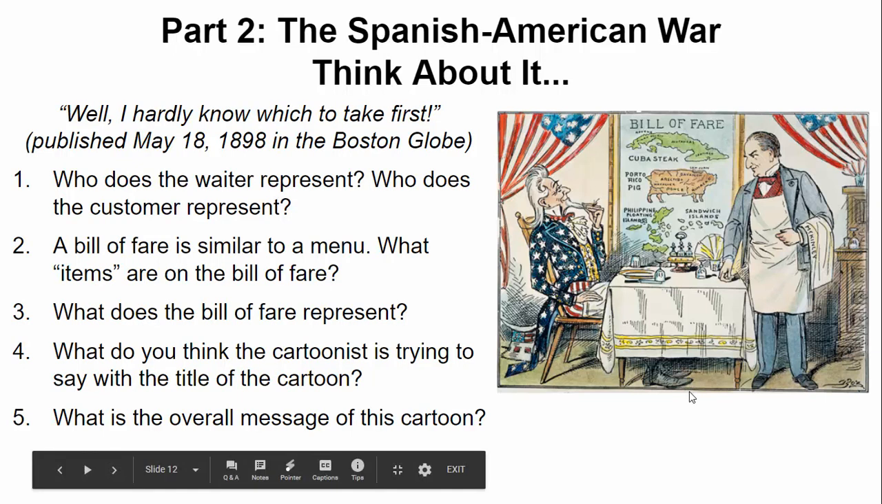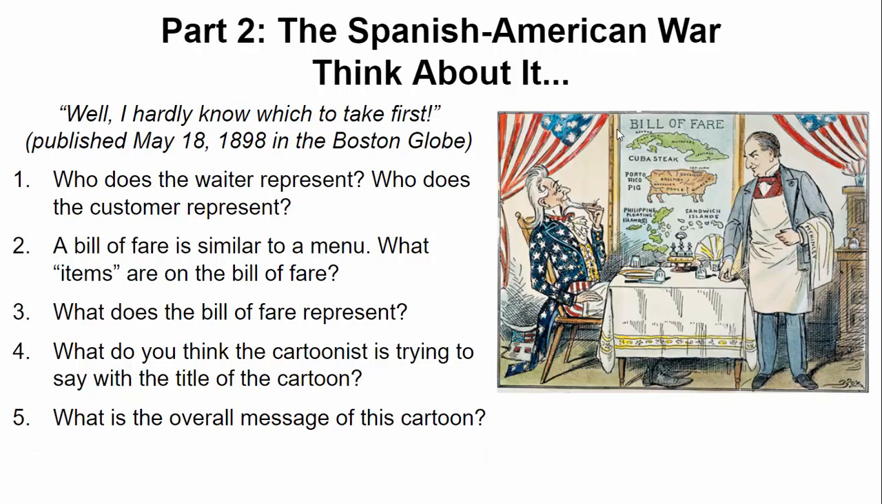The next question is going to ask you about the bill of fare. That's here in the middle of the top of the cartoon, where it says bill of fare. And a bill of fare is similar to a menu. It's another word for menu. And so it's asking you what items are on this bill of fare or this menu. You've got a couple different items here. It's asking you what does this bill of fare represent overall? What is all of this supposed to mean?